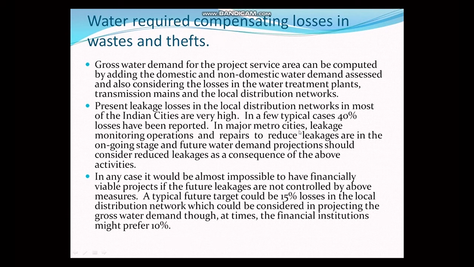In major metro cities, leakage monitoring operations and repairs to reduce leakages are in the ongoing stage, and future water demand projections should consider reduced leakages as the consequences of the above activities. In any case, it would be almost impossible to have financially viable projects if the future leakages are not controlled by the above mentioned measures. A typical future target could be 15% losses in the local distribution network, which could be considered in projecting the gross water demand, though at times the financial institutions might prefer 10%.